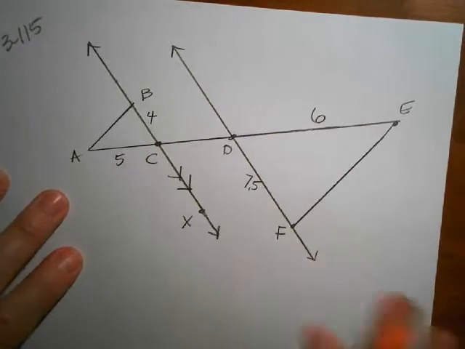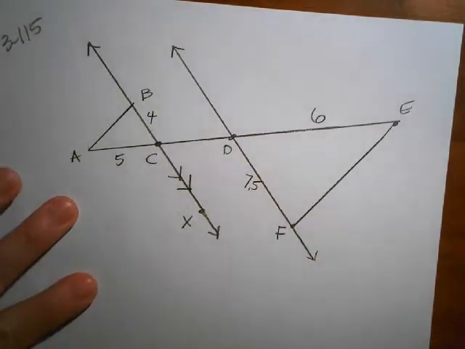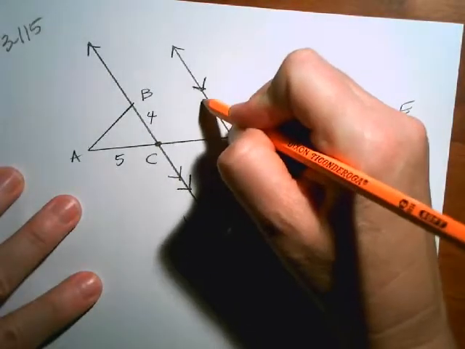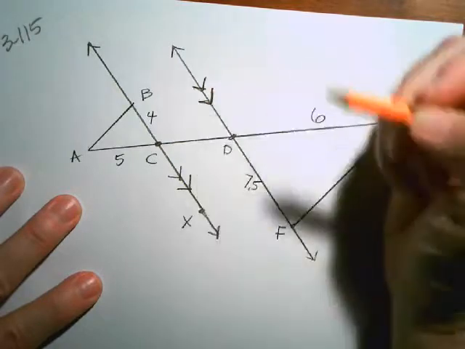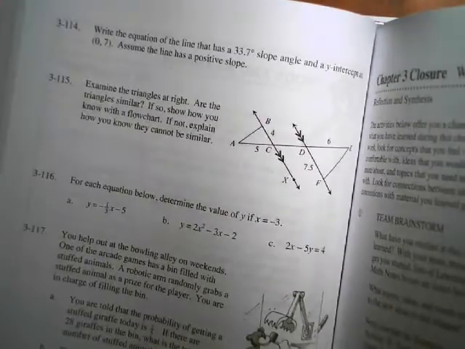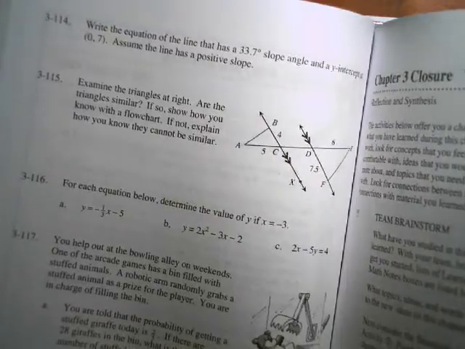For 3-115, I know this is not the easiest drawing to do, but do your best. You've got parallel lines here. Remember, the arrows mean parallel. And it says to examine the triangles at right. Are they similar? If so, show how you know with a flow chart. If not, explain how you know they cannot be similar.